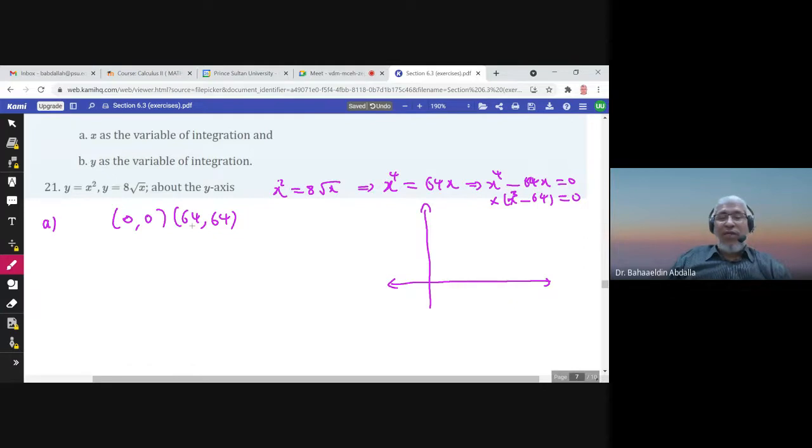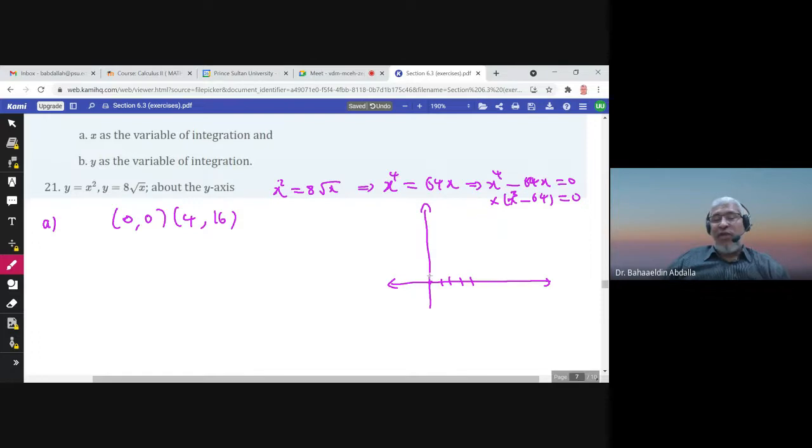You know how did I find the mistake? Because if you replace x here by 64, y is not 64. So this point does not satisfy both curves. So the correct answer is x is 4. And now if x is 4, square root of 4 is 2. 2 times 8 is 16. And if you put here x is 4, y would be also 16. So these are the 2 points of intersection. So 0, 0 and 4, 16.